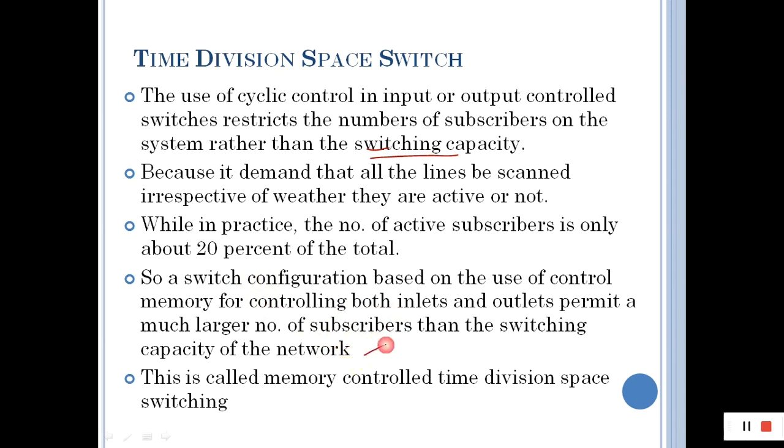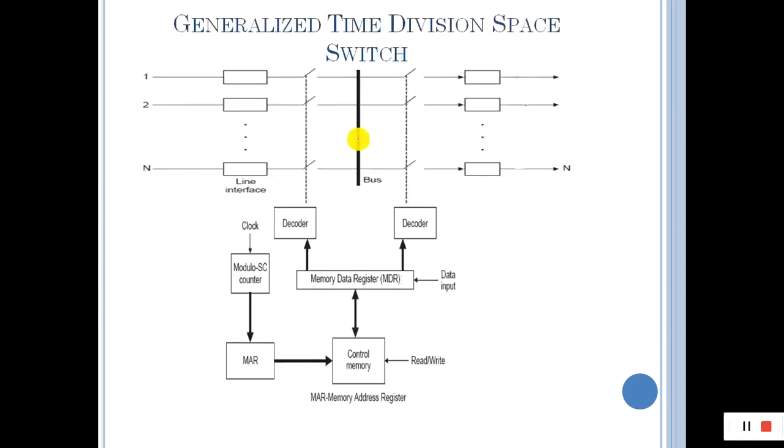So in place of inlet or outlet memory alone, we use memory on both sides. This is called memory control time division space switching, and this is the diagram, in which we have memory on both sides. This is the decoder, and this is the control memory. So guys, it was all about the space switching system.